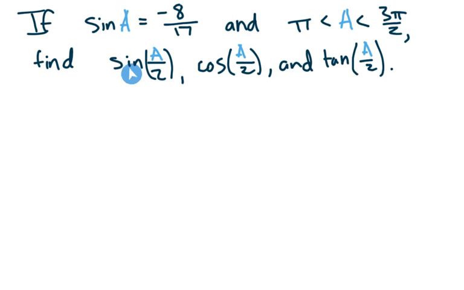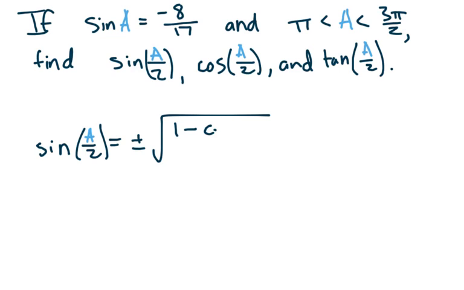And now I've asked you to find sine of half of A, and cosine of half of A, and tangent of half of A. So if I'm asking for sine of A over 2, you might think that it's important that we have half-angle identities. So let's start with sine of A over 2, right? The half-angle identity says that this is plus or minus the square root of 1 minus cosine of A all over 2 inside the square root.